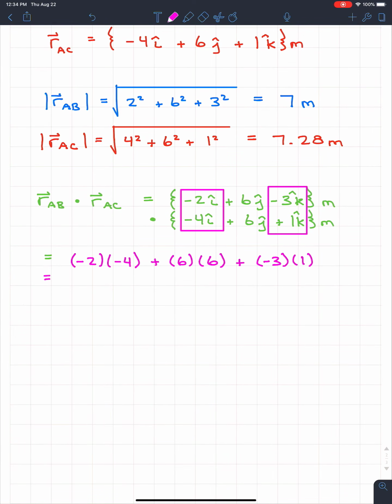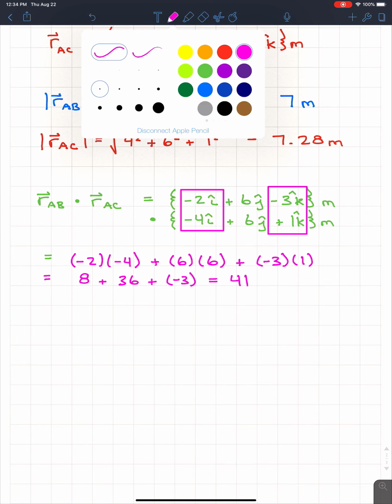Negative 2 times negative 4, we're going to have 8. Plus 6 times 6 is 36. Plus negative 3 times 1 is negative 3. So if we add all those together, what we're going to get here is 41. So a value of 41.